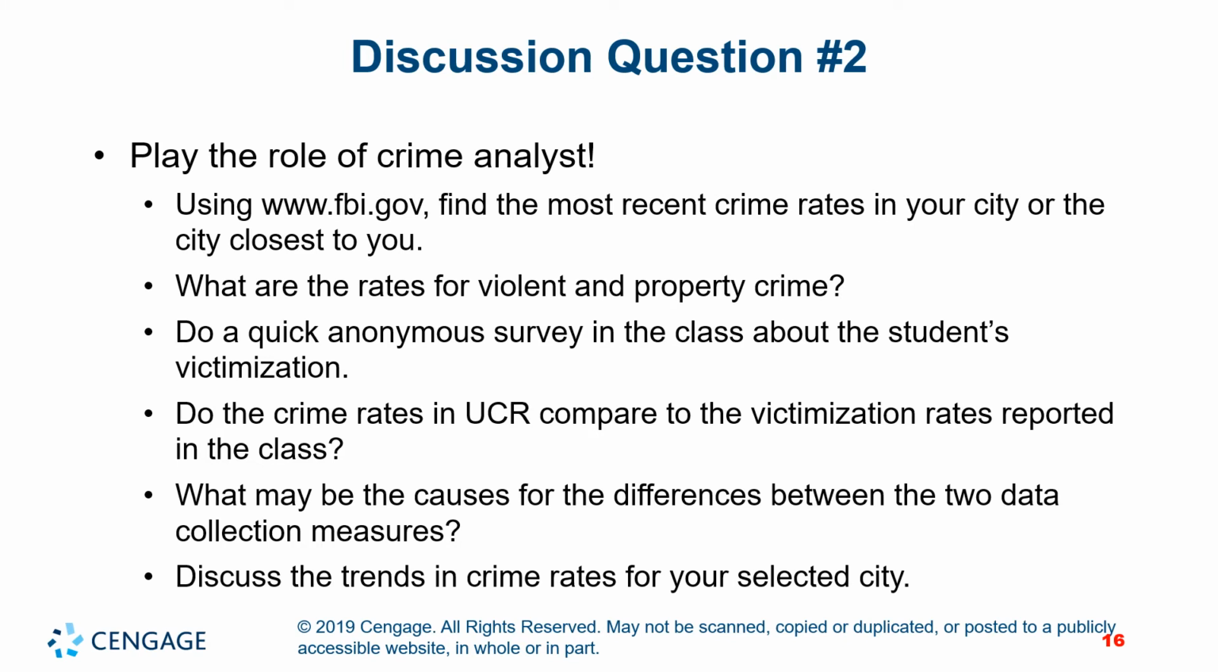Here's discussion question 2. Here you get to consider the following and play the role of crime analyst. Using www.fbi.gov, find the most recent crime rates in your city or the city closest to you. What are the rates for violent and property crime? Do a quick anonymous survey in the class about students' victimization, so among your classmates. Do the crime rates in UCR compared to the victimization rates reported in the class match up? What may be the causes for the differences between the two data collection measures? Discuss trends in crime rates for your selected cities, or consider them.